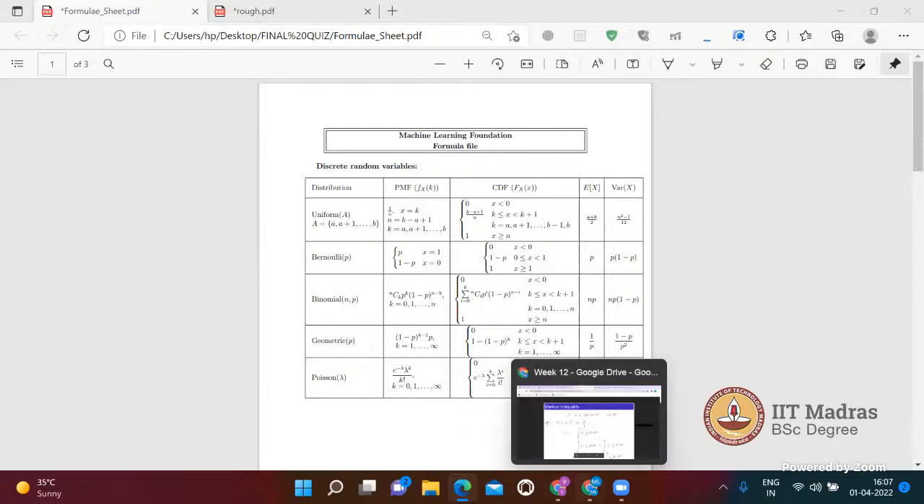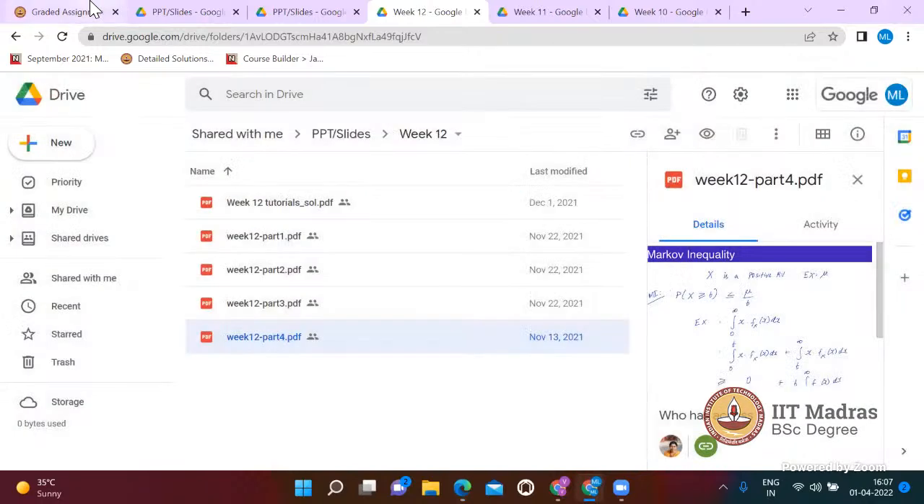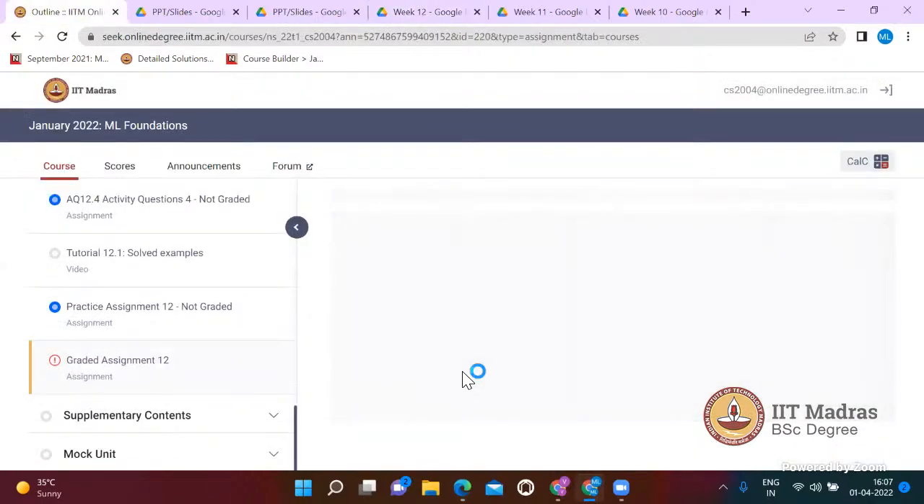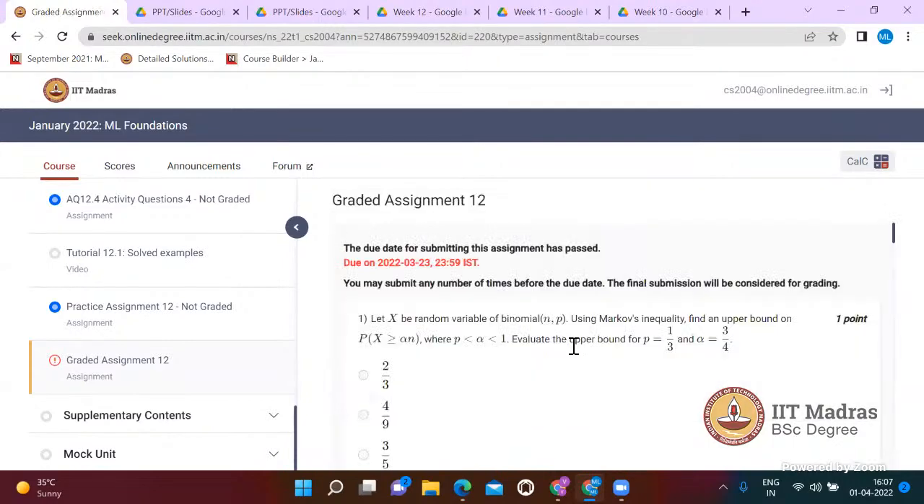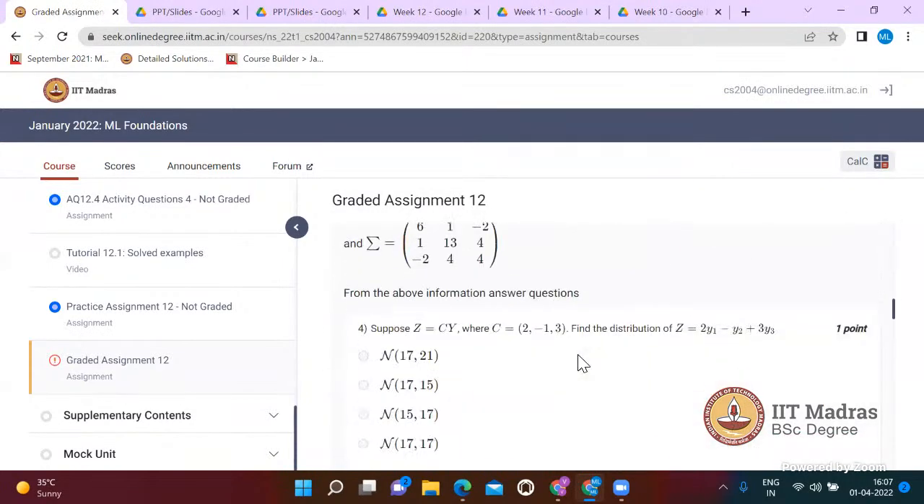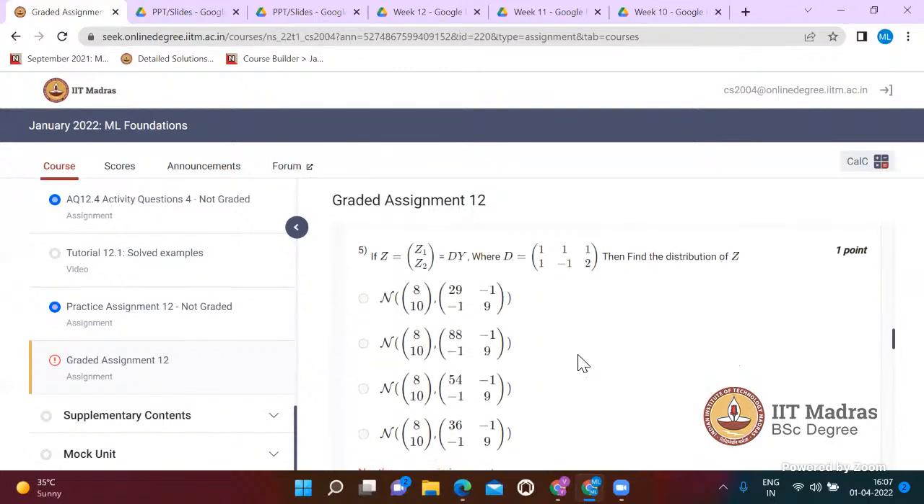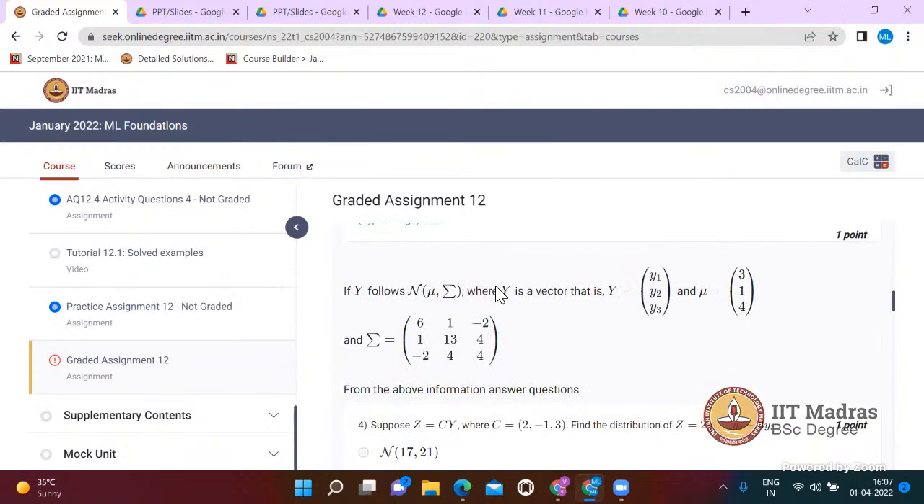So we have to solve the 12th week, right? Which question? Question number 5. Okay. So yes, sir, this one. What do you have to do? You have to calculate. Okay, so D has been given, right? Yes, sir. Y is also given at the start.